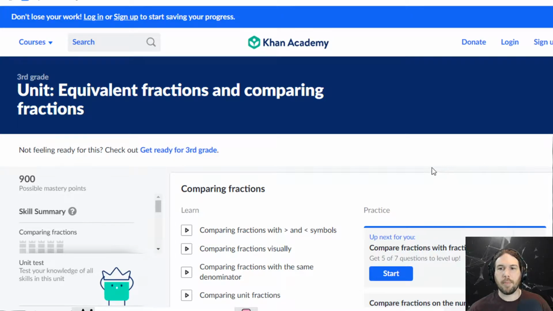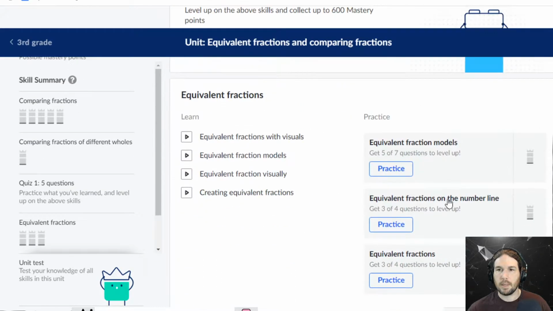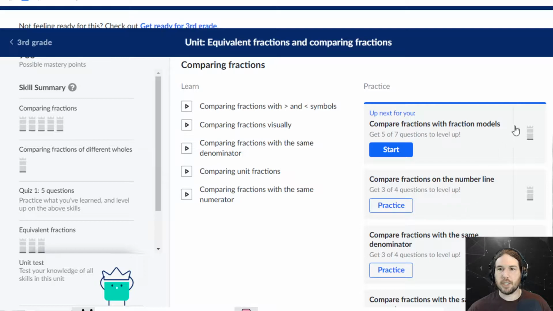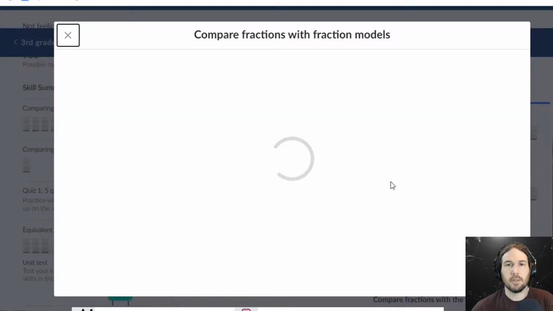Equivalent fractions and comparing fractions. Yeah, this doesn't look too bad. Let's do it. We're going to start with compare fractions with fraction models.